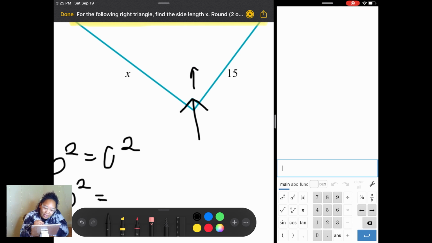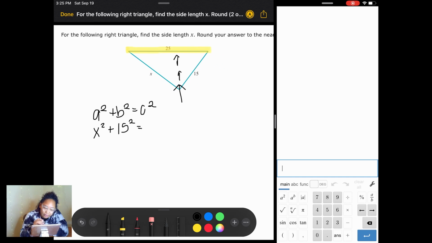Okay. And that arrow is pointing to a specific line. The line that the right angle is pointing to is the hypotenuse. Okay. So I'm going to put my 25 squared in there, because that length is 25.